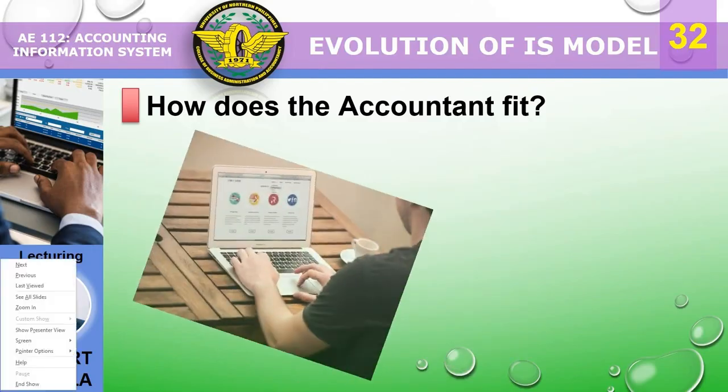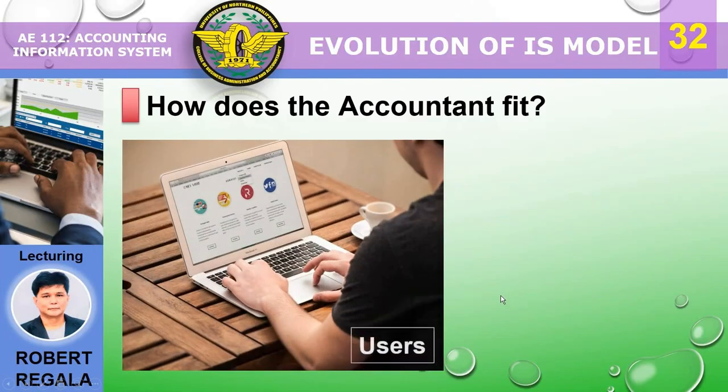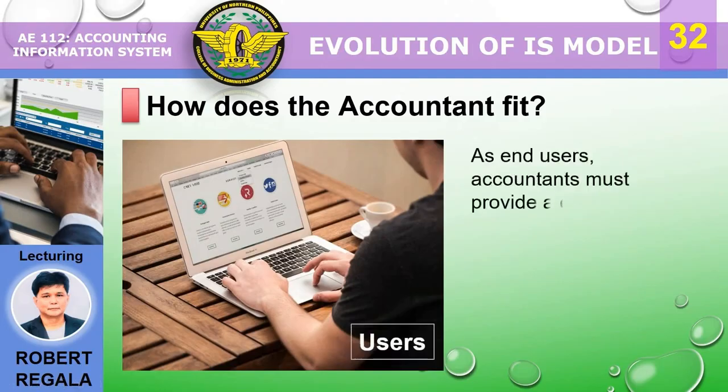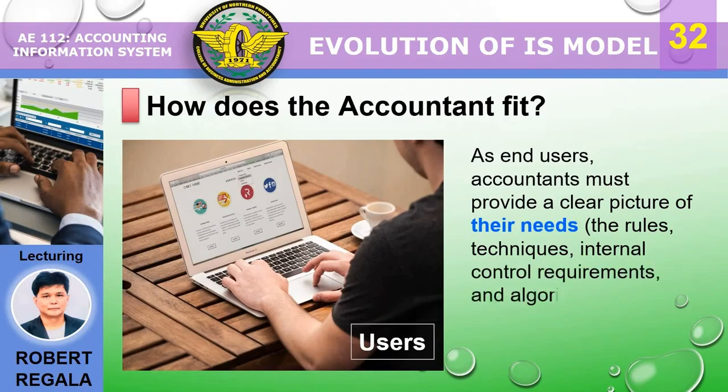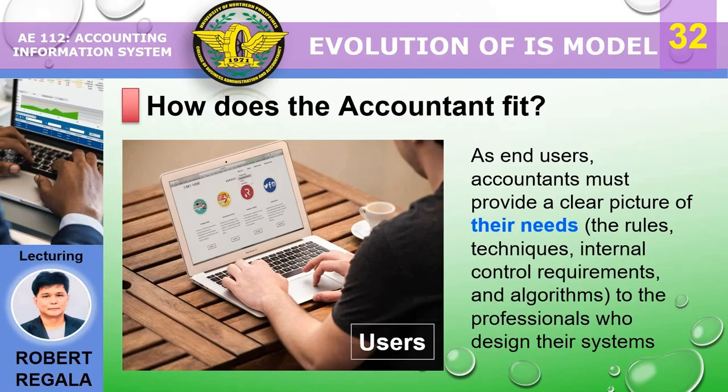As users, in most organizations, the accounting function is the single largest user of IT. All systems that process financial transactions impact the accounting function in some way. As end users, accountants must provide a clear picture of their needs to the professionals who design their systems.